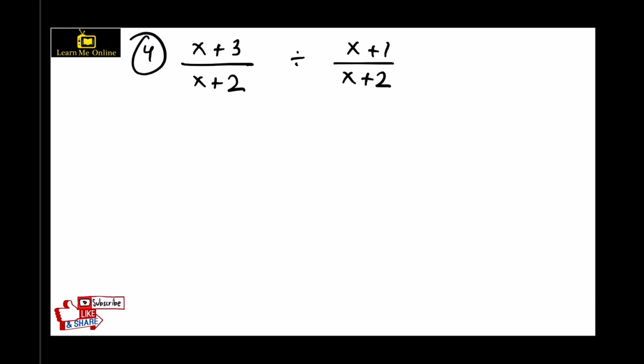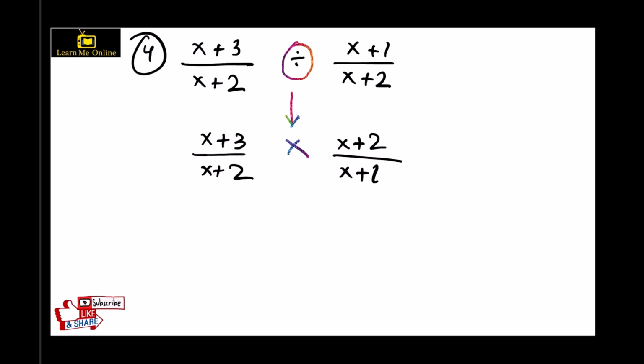The first thing I noticed is that there's a divide sign in between, so I need to change the divide sign into multiply. So when I change the divide sign into the multiplication, we keep the first fraction, so (x plus 3) and (x plus 2) would remain the same, but we flip the second fraction. So instead, we write it down (x plus 1) over (x plus 2). We'll be flipping the fraction and writing it down (x plus 2) over (x plus 1).